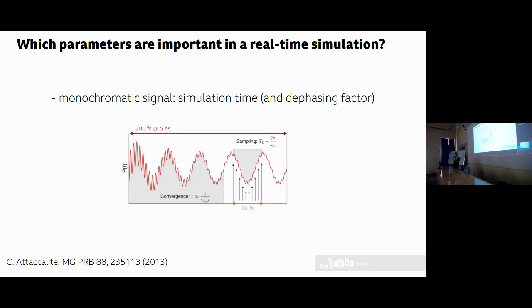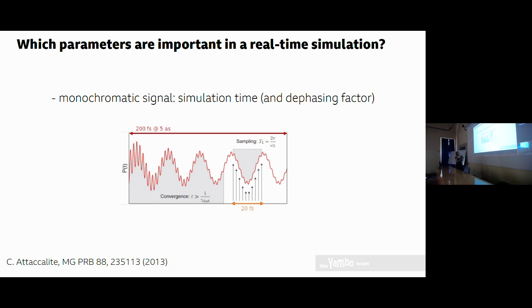The reason for that is the post-processing that is done. Basically, when we start the simulation, we always give a small delta kick, and this delta kick will excite all the frequencies of the system, in addition to the frequency of the applied field.